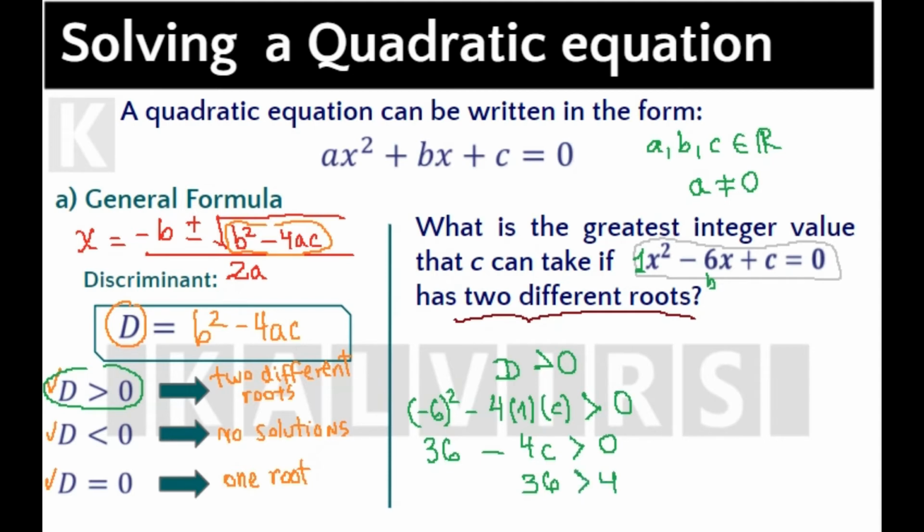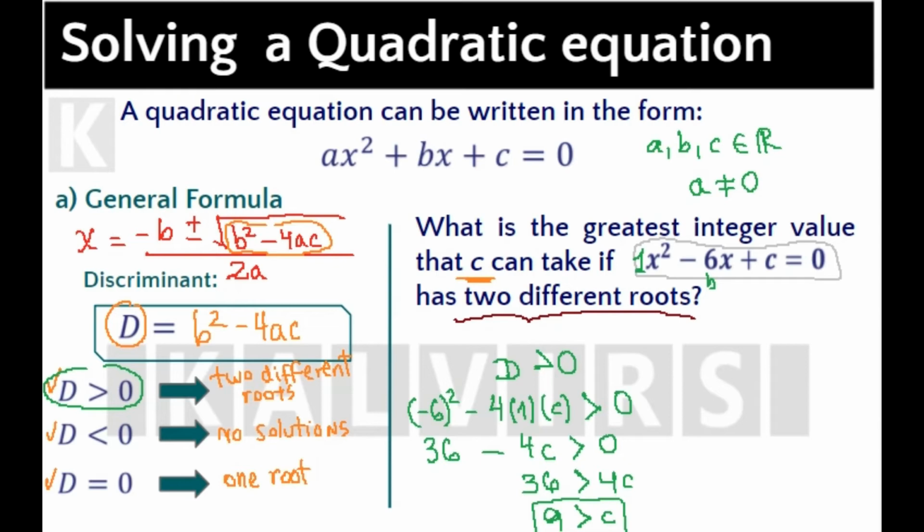36 is greater than 4 times c. Finally, c is less than 9. Let's go back to the question. What is the greatest integer value that c can take if the equation has two different roots?